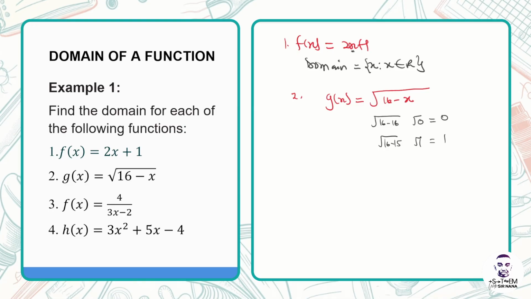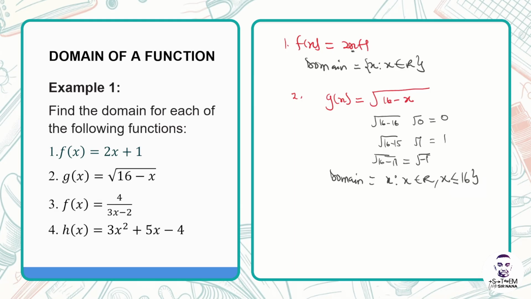Now, let's use a higher value more than 16. If the x value is 17, we have 16 minus 17, and we know that gives us the square root of negative 1. So by inspection, we can conclude that the domain of this function in set form will be x such that x is a member of the real number system where x is less than or equal to 16, because from 16 and below is when the function is defined.